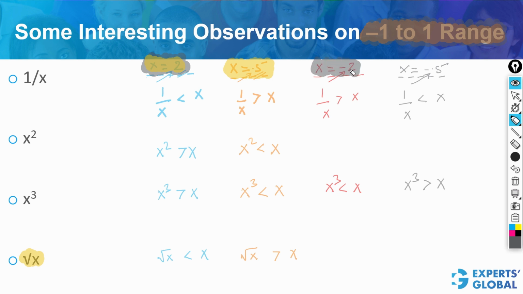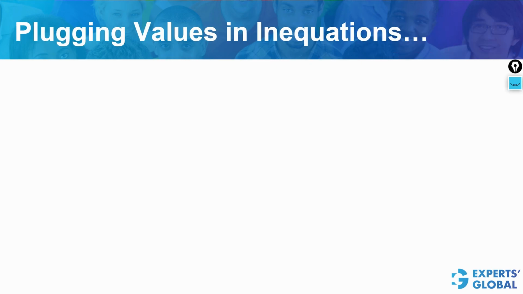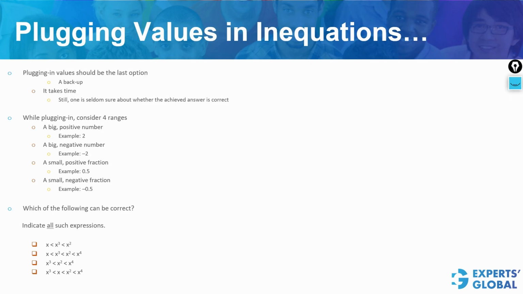Very interesting problems can be raised around the behavior of algebraic expressions in the -1 to 1 range, and you must be generally cautious of this range while attempting the inequations questions. For example, while plugging values in inequations questions, you must beware of the -1 to 1 range. We will be doing a separate video on plugging values in inequations.